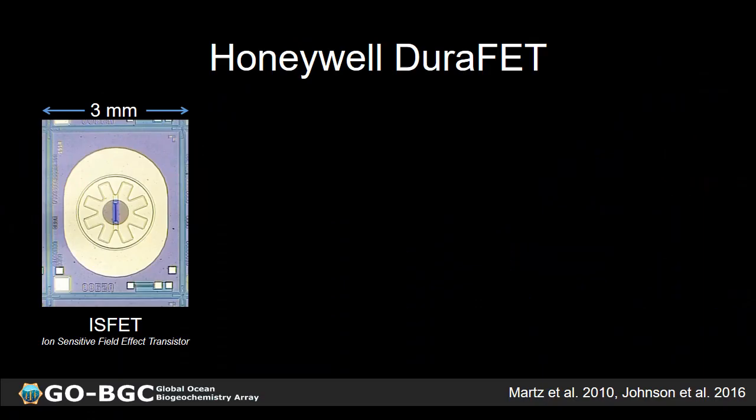So now that we have that out of the way, let's go into the pH sensor. The pH sensor is based on the Honeywell DuraFET, a commercially available pH electrode sold by Honeywell, and the core of the pH sensing principle is the ISFET, or the ion sensitive field effect transistor. ISFETs have been around for a couple of decades, and many companies produce them, but the Honeywell ISFET showed to be very stable over time.